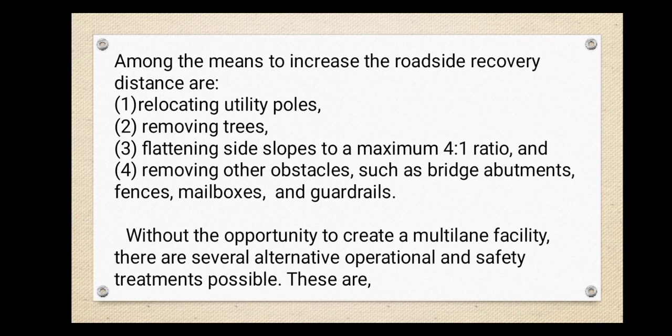So, when two-lane roads become more heavily traveled, particularly in suburban, commercial, and recreational areas, crash rates tend to increase. The reasons were discussed earlier and include lack of passing opportunities, increased numbers of access points, mixed traffic including trucks and cars, and local and through destinations. Without the opportunity to create a multi-lane facility, there are several alternative operational and safety treatments possible.